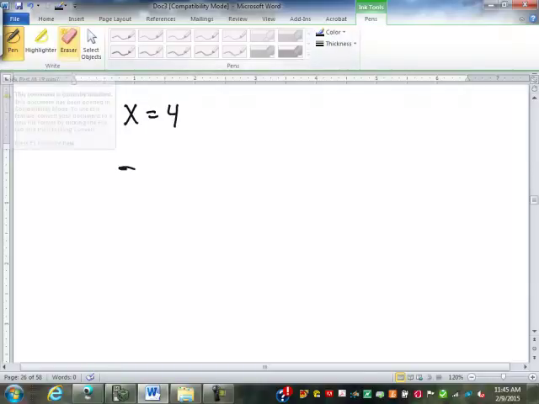X equals a number, or a variable equals a number. This, of course, is an equation, and the key to it is to understand that symbol right there, the equal sign. Can anybody tell me what it means? Kind of hard to define it without using the word equals, isn't it? Everybody says, well, it means equal. Well, it does mean equal.